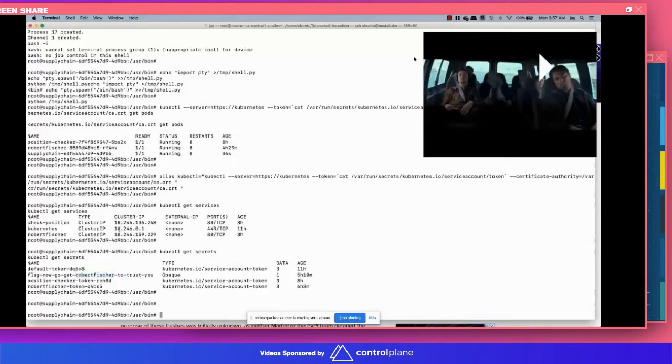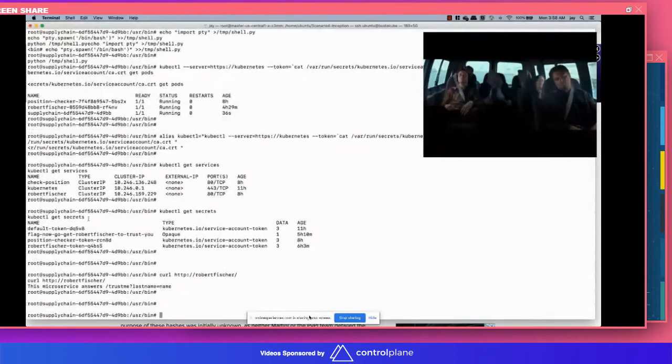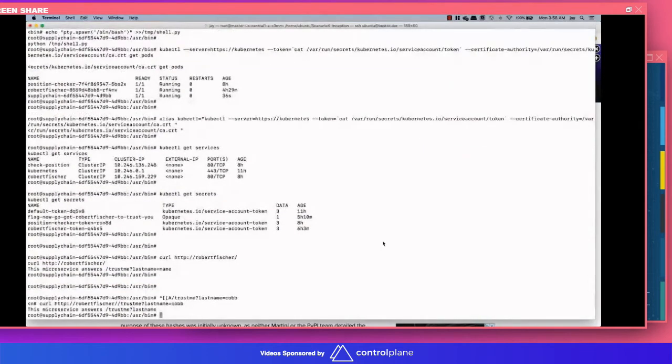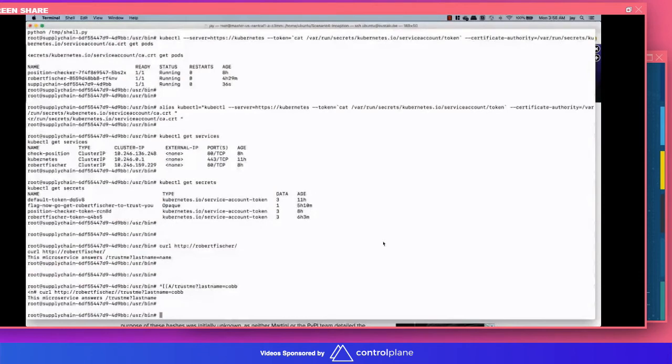So how are we going to get him to trust us? Well, let's go connect to him. He's got a nice little service. Okay, so Robert Fisher, the mark here, is basically offering a microservice. It says it answers to trust me, and you put in your last name. So Cobb is Leonardo DiCaprio's name in the movie. So we're going to see if Robert Fisher will trust Cobb.